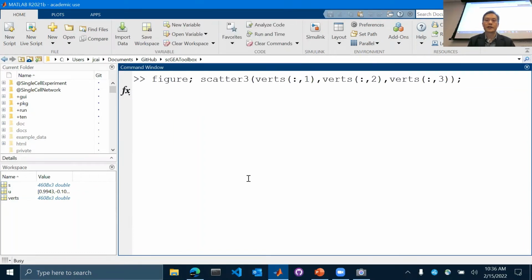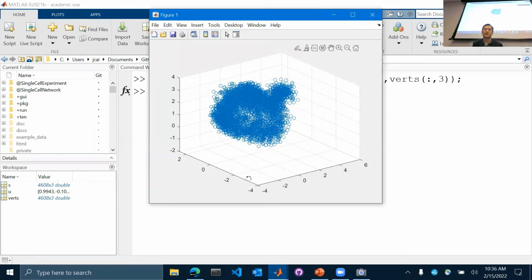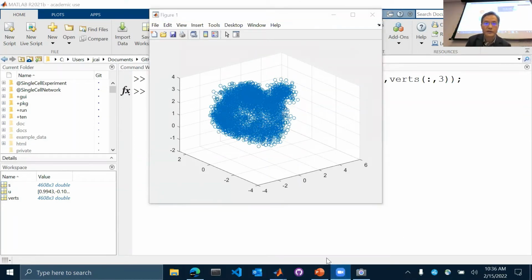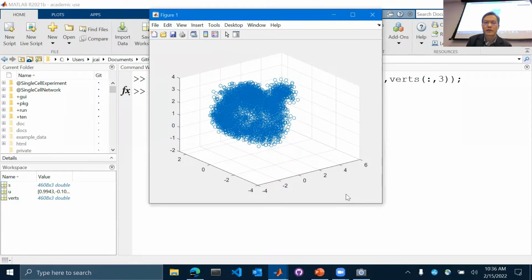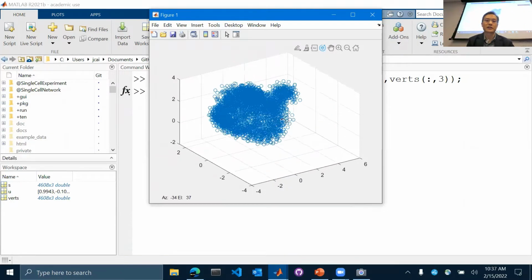So I prepared a cloud of data. On your screen... online students, are you okay? It's difficult. So we have a data point, something like this, in 3 dimensions.